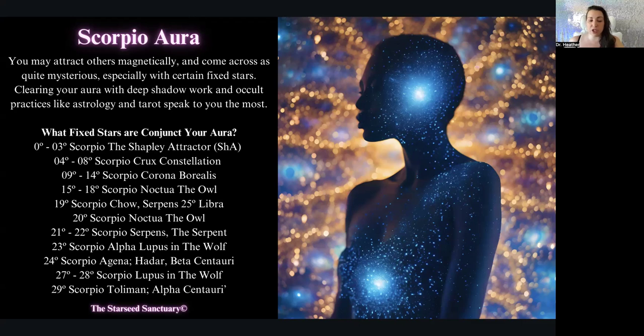24 degrees will be Agena or Hadar, Beta Centauri, the Hadarians. Really beautiful, soft auras there. Actually, a little bit of an outlier here for Scorpio auras. 27 to 28 will be Lupus the wolf, and then 29 will be Alpha Centauri. So let me know if you have a Scorpio aura. What is your fixed star that it's aligned with?